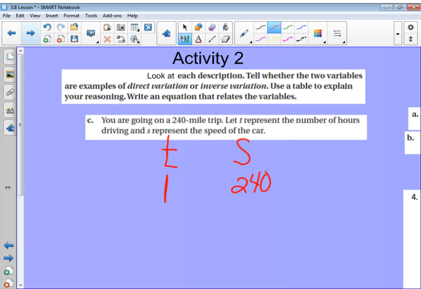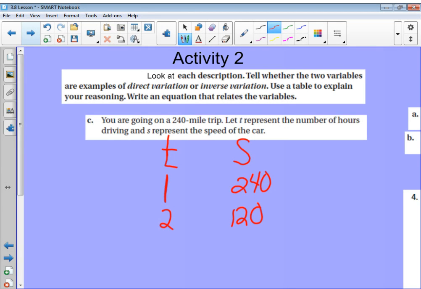Okay, so let's say I travel for 2 hours. And I know these aren't very realistic numbers, but it's okay. It's just going to give us an idea of what is happening with the numbers. So if we travel for 2 hours and we still have to go the 240 miles, well, 240 split into 2 hours, split by 2, is going to give us 120 miles per hour.